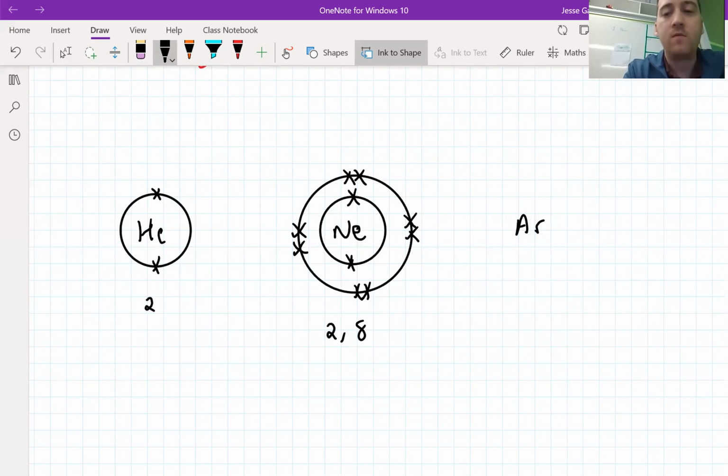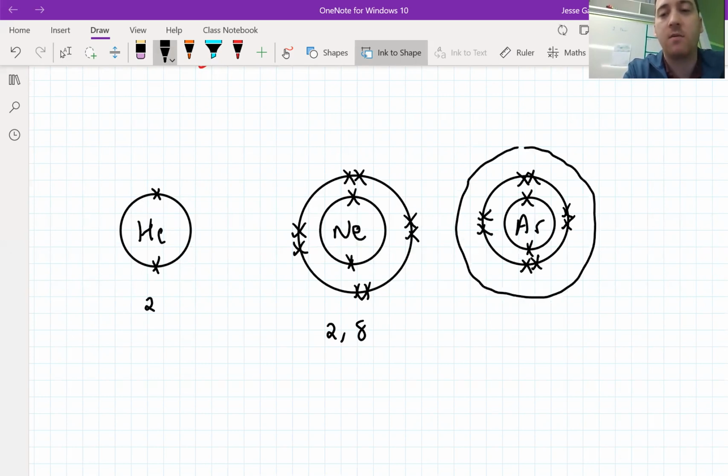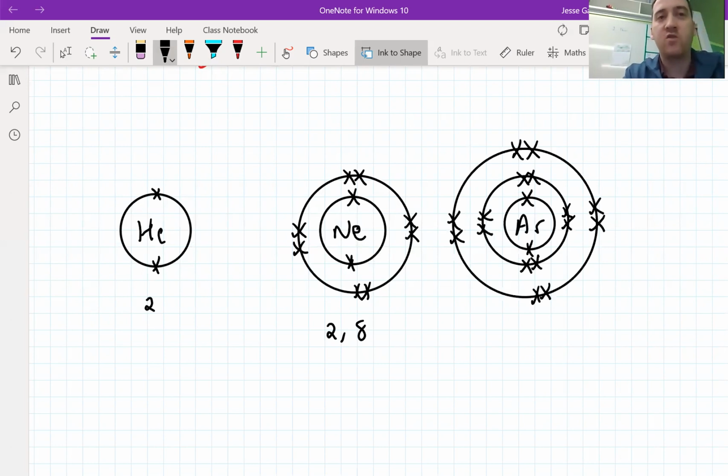Argon has an atomic number of 18, which means it's got 2 in the first shell. It's got 8 in the second shell, which is now full. And of course, it's got 8 more because it has an atomic number of 18. So it's got 8 in the third shell, like this. So it has an electronic configuration of 2, 8, 8.